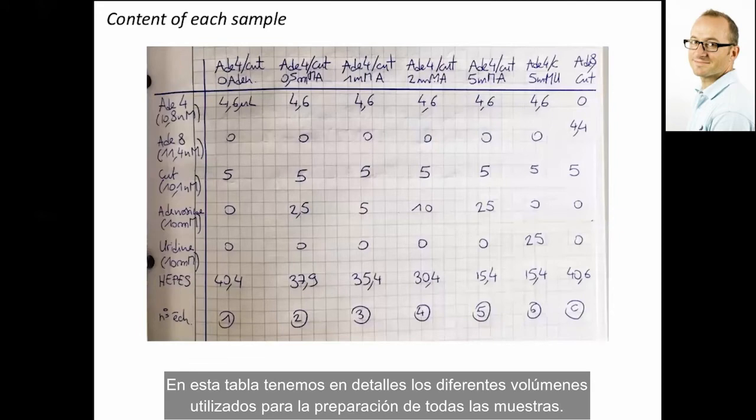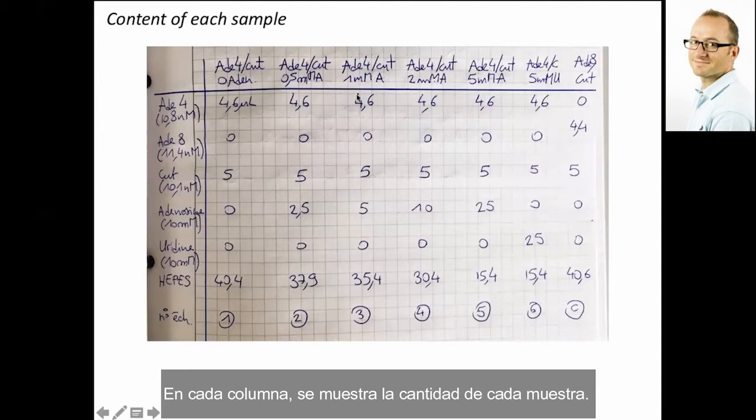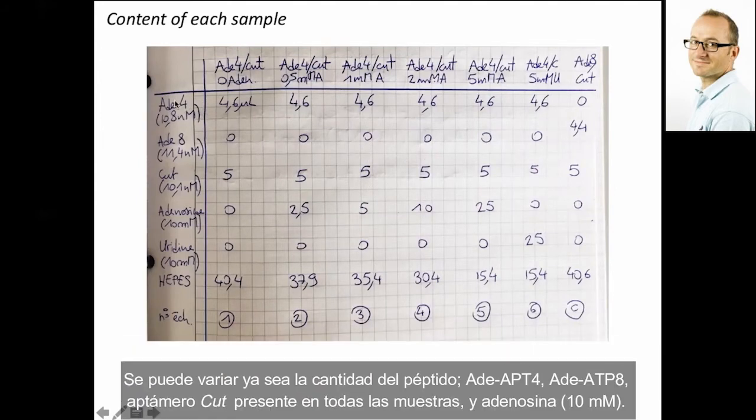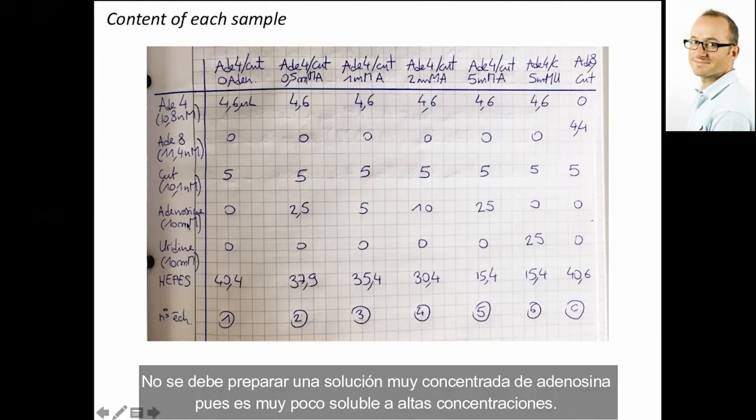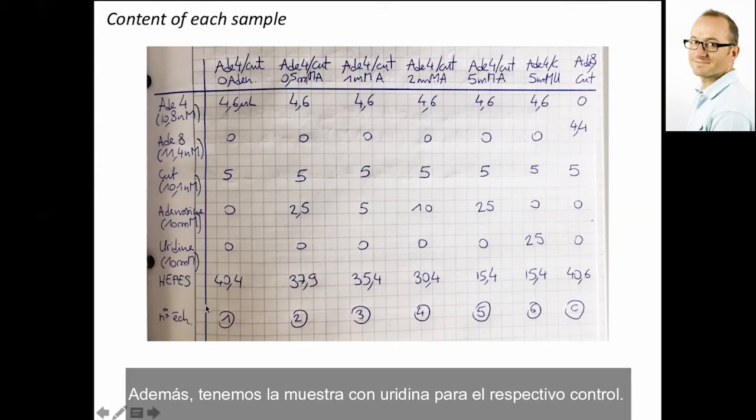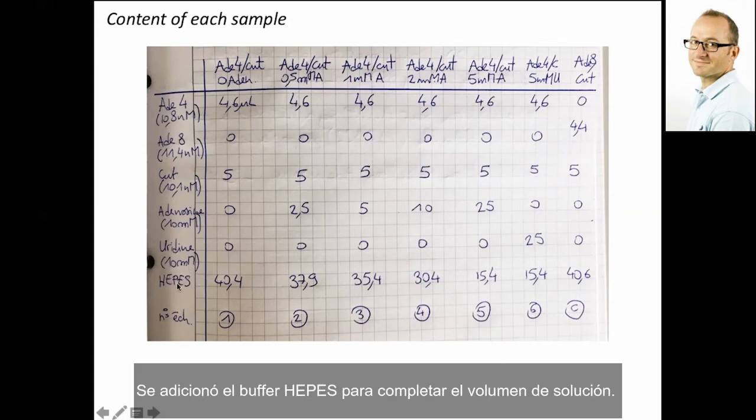Here in this table, you have the details of the different volumes I used for the preparation of all these samples. So here in each column, you have the contents for each sample. You can play with either the adenosine A oligonucleotide, adenosine B oligonucleotide, cut aptamer, present in all samples, and adenosine. The stock solution is at 10 millimolar. Don't try to prepare higher concentrations of adenosine because you will see it's not soluble at higher levels. And uridine for the control, and then you can add HEPES buffer to complete the volume up to 50 microliters in this example.